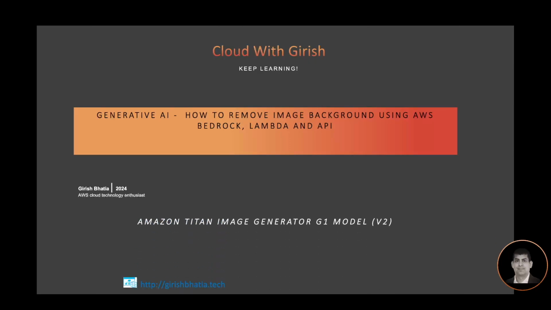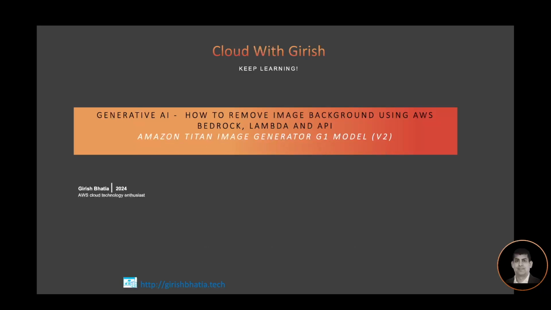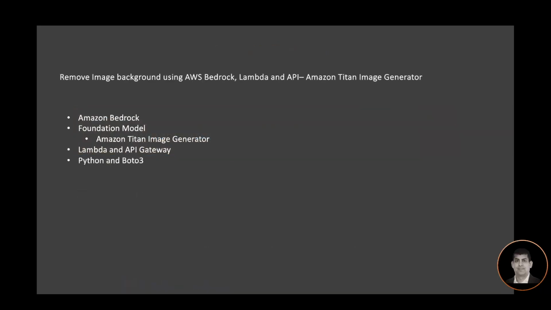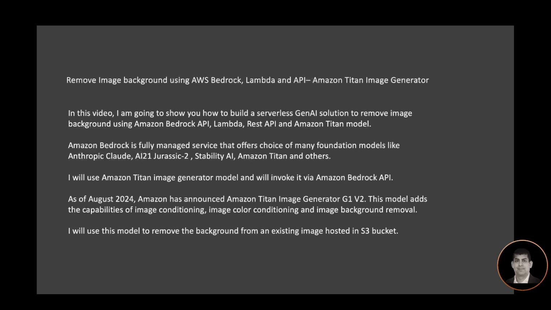In this video, I'm going to show you how to build a serverless GenAI solution to remove image background using Amazon Bedrock API, Lambda, REST API, and Amazon Titan model. Amazon Bedrock is a fully managed service that offers choice of many foundation models like Anthropic Claude, AI21 Jurassic 2, Stability AI, Amazon Titan, and others. I will use Amazon Titan image generator model and will invoke it via Amazon Bedrock API.